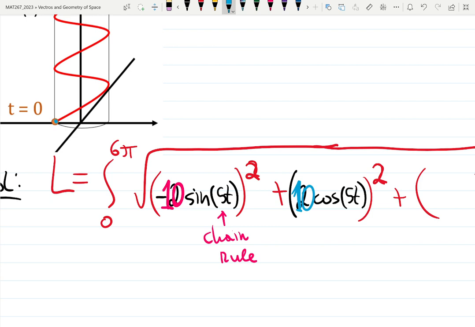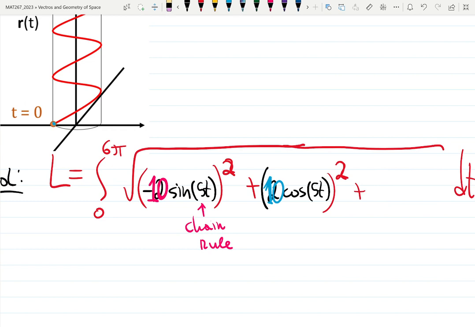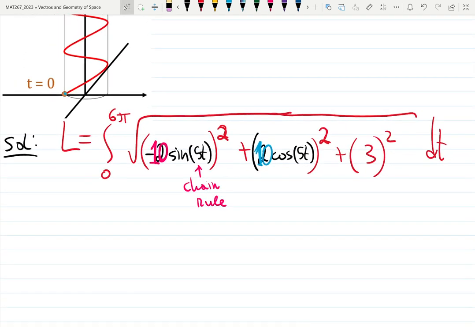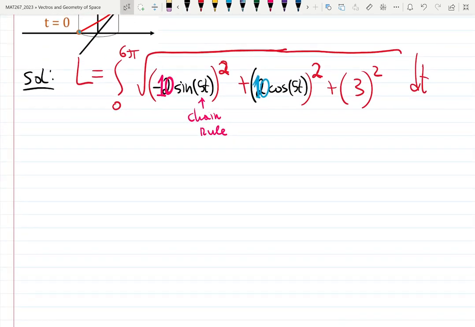Finally, the last one is easy. 3t gives you 3. Derivative squared, derivative squared, derivative squared. Like so. Simplify, integrate. So you just need to know the formula. It's not even different from the formula we had in calculus 2. We just added more dimensions to it. You can have 5 dimensions, and it's still going to be the same arc length. It's all proven using right triangles anyways. It's coming from the Pythagorean theorem.